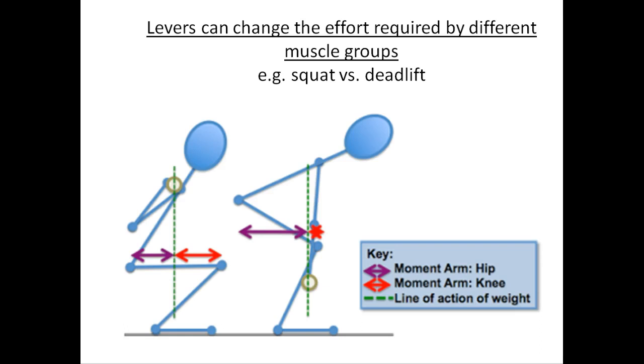If we're relating that to a squat versus a deadlift, you can see that the moment arm of the hip in the deadlift is significant, whereas it's equal in the squat. And that's how you can remember the difference between a squat and a deadlift in terms of the moment arm of the knee and the hip. The squat's going to produce more work in the glutes and the quads, and the deadlift is going to produce more work in the glutes and the hamstrings, working that posterior chain.